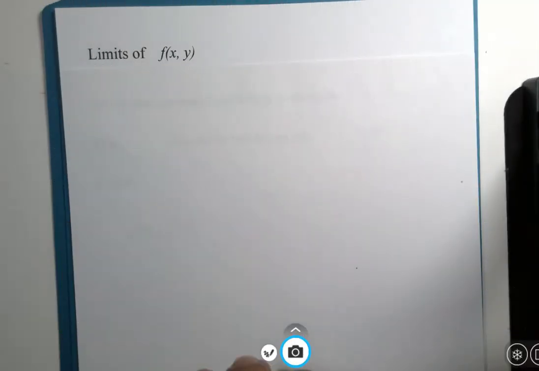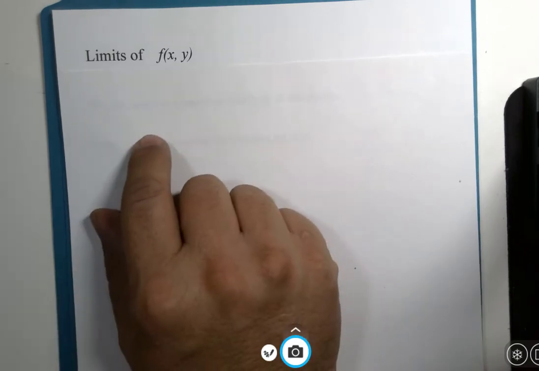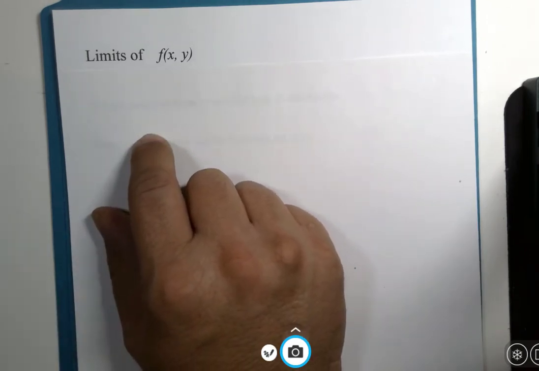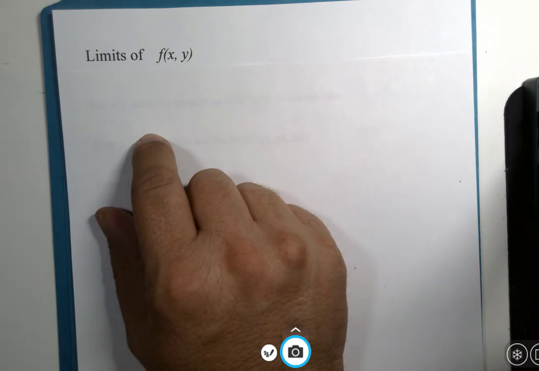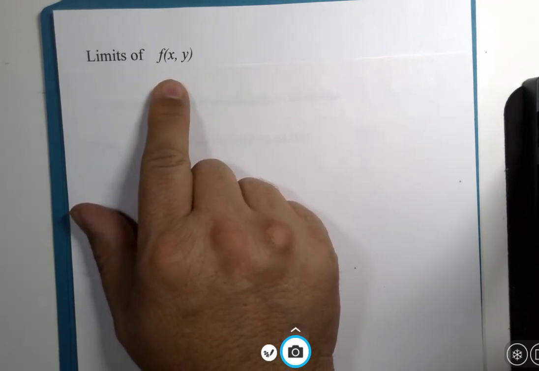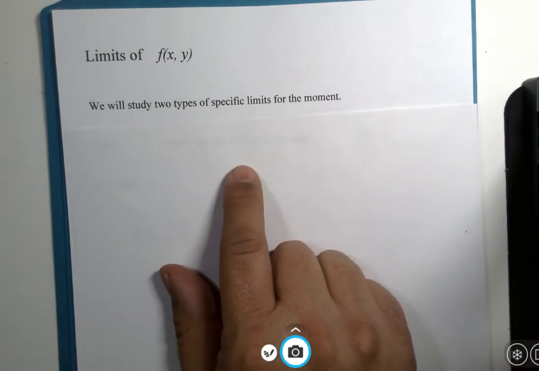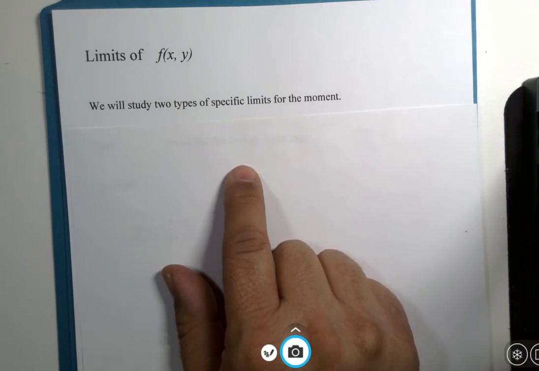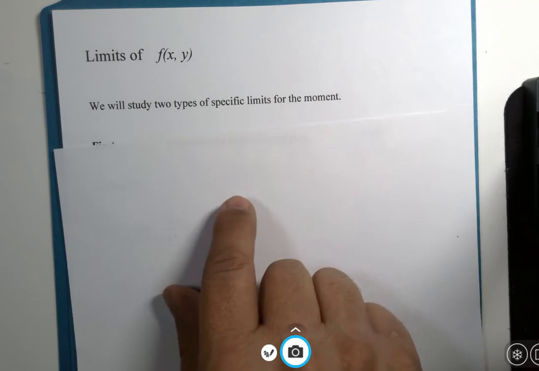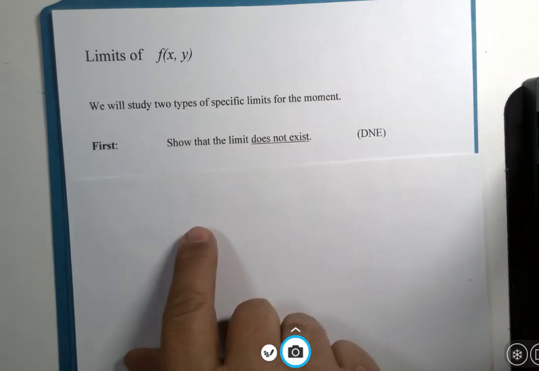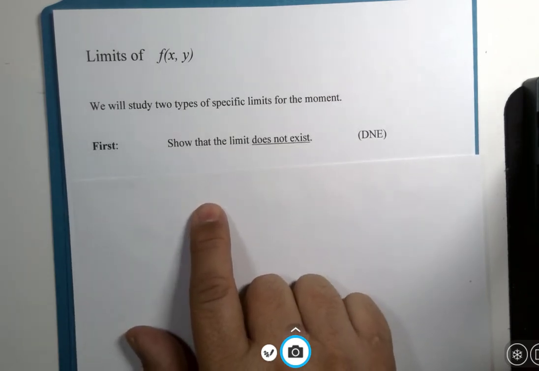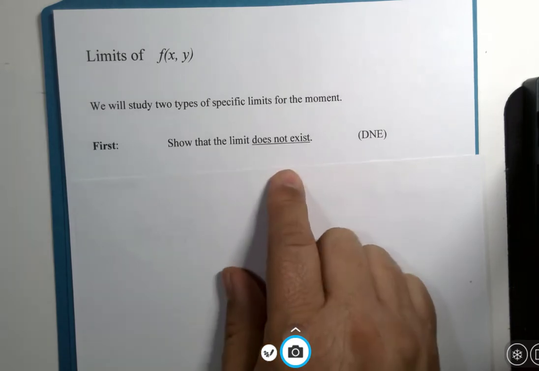We're going to look at two types of limits of the function f of x, y. So two types of very specific problems that I might ask about. And one of those types is going to be, given a particular limit, I'm going to tell you it does not exist.